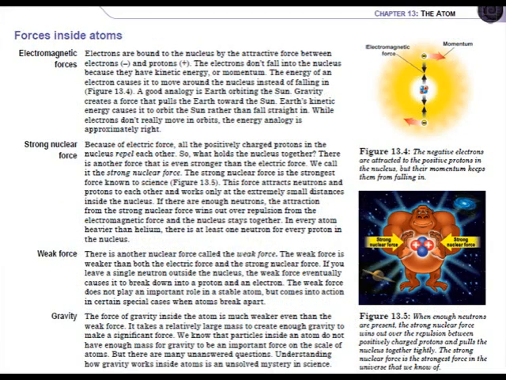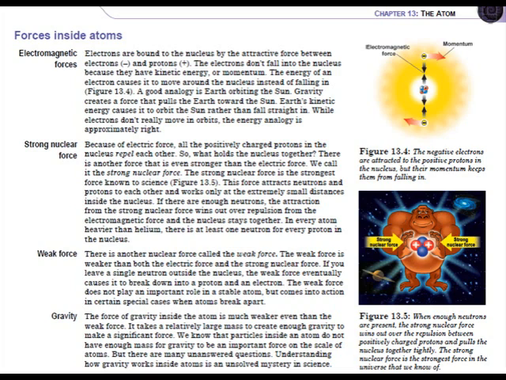Electrons are bound to the nucleus by the attractive force between electrons and protons. The electrons don't fall into the nucleus because they have kinetic energy, or momentum. The energy of an electron causes it to move around the nucleus instead of falling in, Figure 13.4. A good analogy is Earth orbiting the Sun. Gravity creates a force that pulls the Earth towards the Sun. Earth's kinetic energy causes it to orbit the Sun rather than fall straight in. While electrons don't really move in orbits, the energy analogy is approximately right. Because of electric force, all the positively charged protons in the nucleus repel each other. So what holds the nucleus together?